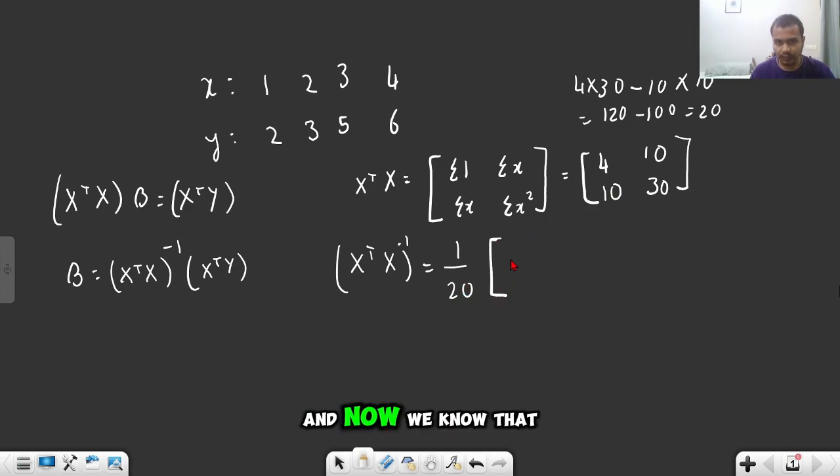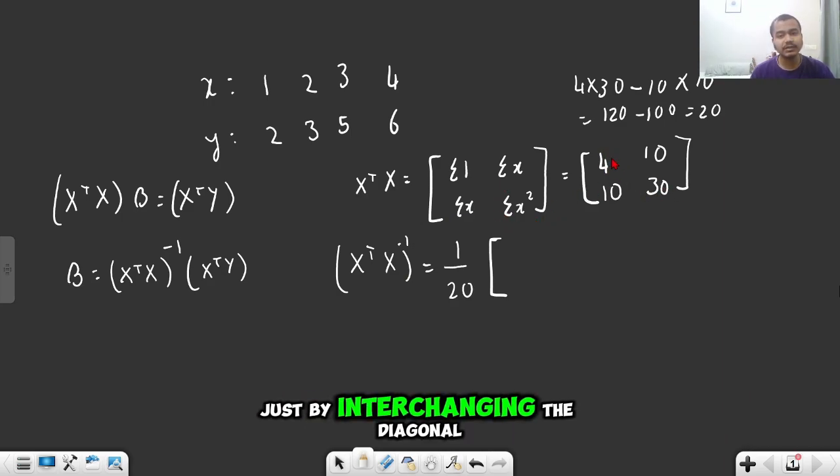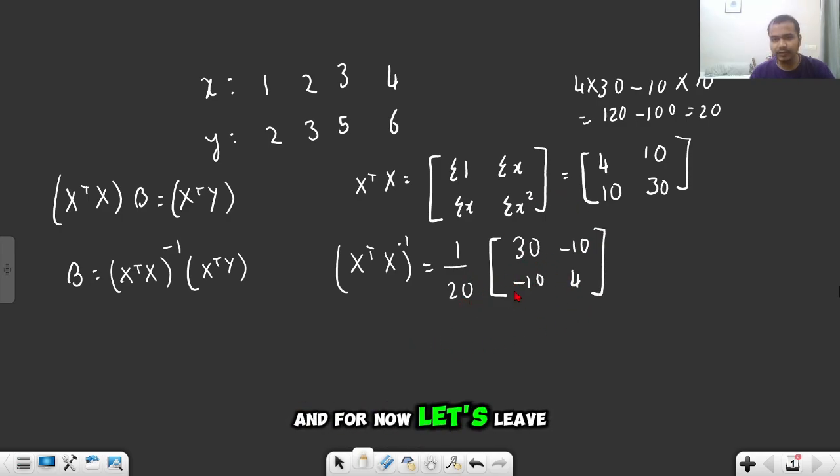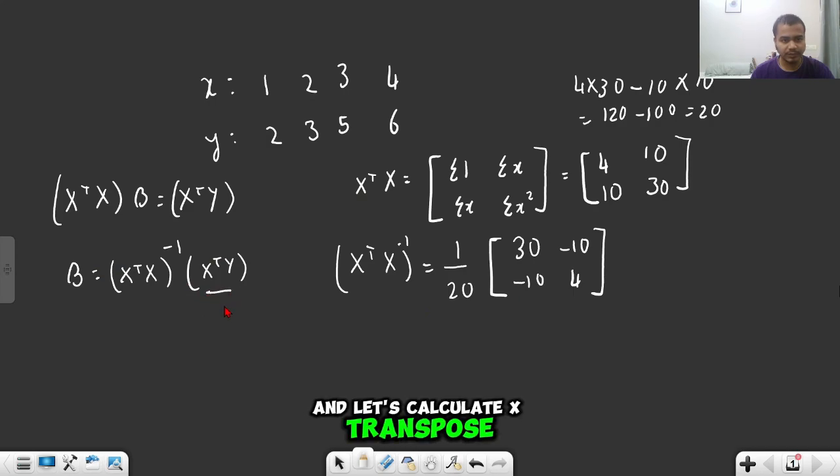Now we know that we can calculate the inverse of a 2 by 2 matrix just by interchanging the diagonal elements and changing the signs of the off-diagonal ones. So it is 30, 4, minus 10, minus 10, and for now let's leave it like this. We are going to simplify it in future, and let's calculate X transpose Y.